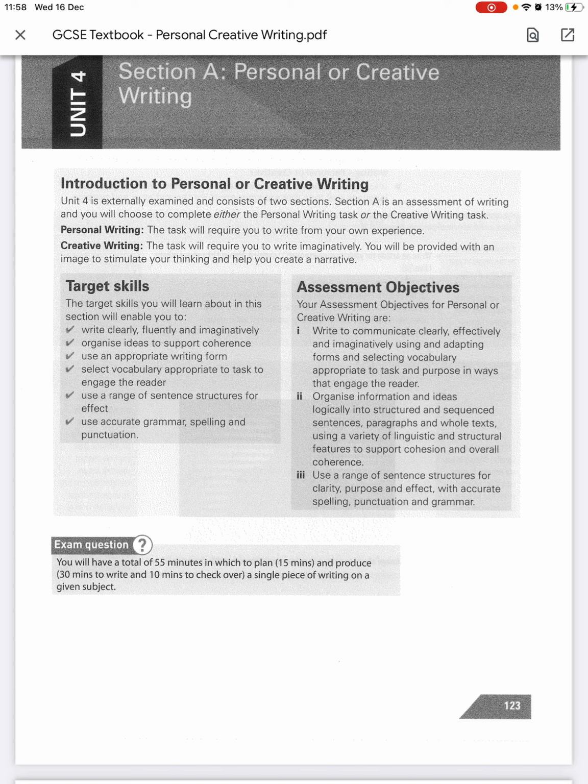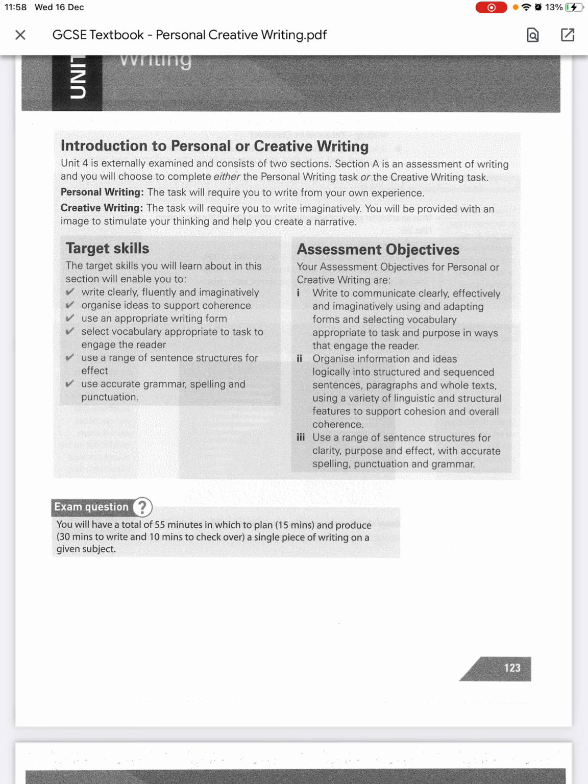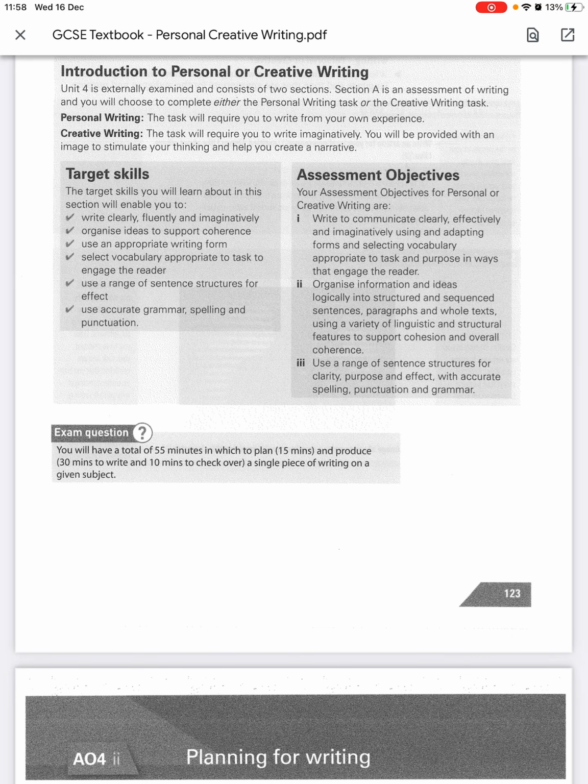Okay, you'll use an appropriate writing form. Okay, in the personal writing, it would be an essay form. Okay. You'll choose vocabulary that's appropriate to the task to engage the reader, just like you have done. Okay, you'll use a range of sentence structures for effect, and you'll use accurate grammar, spelling, and punctuation as you have done before. Okay. So those are some of the keys.